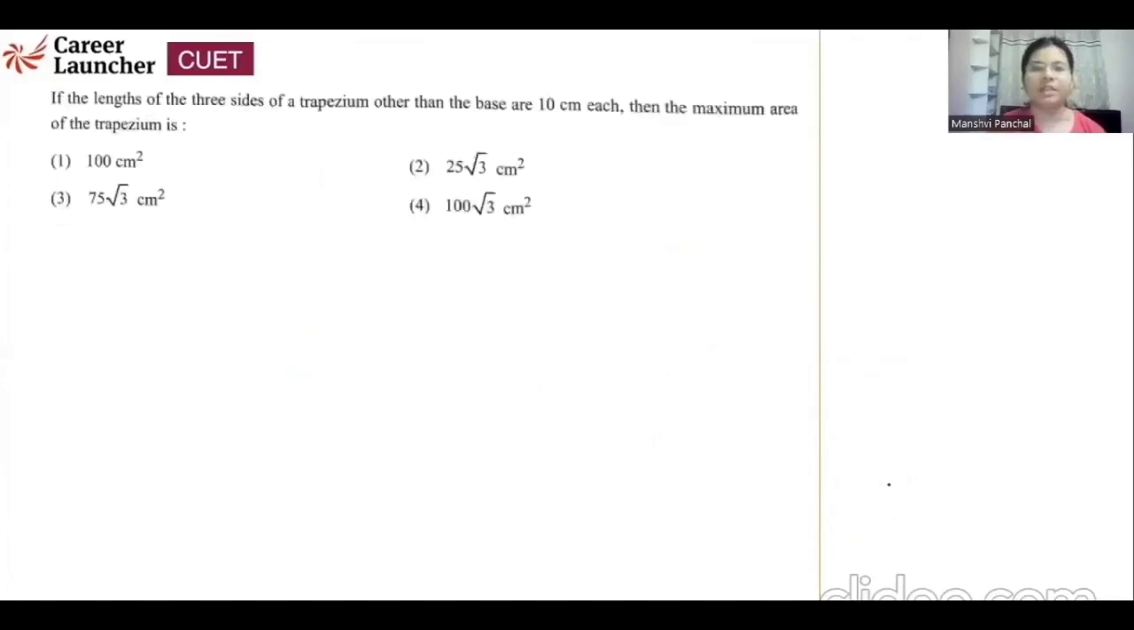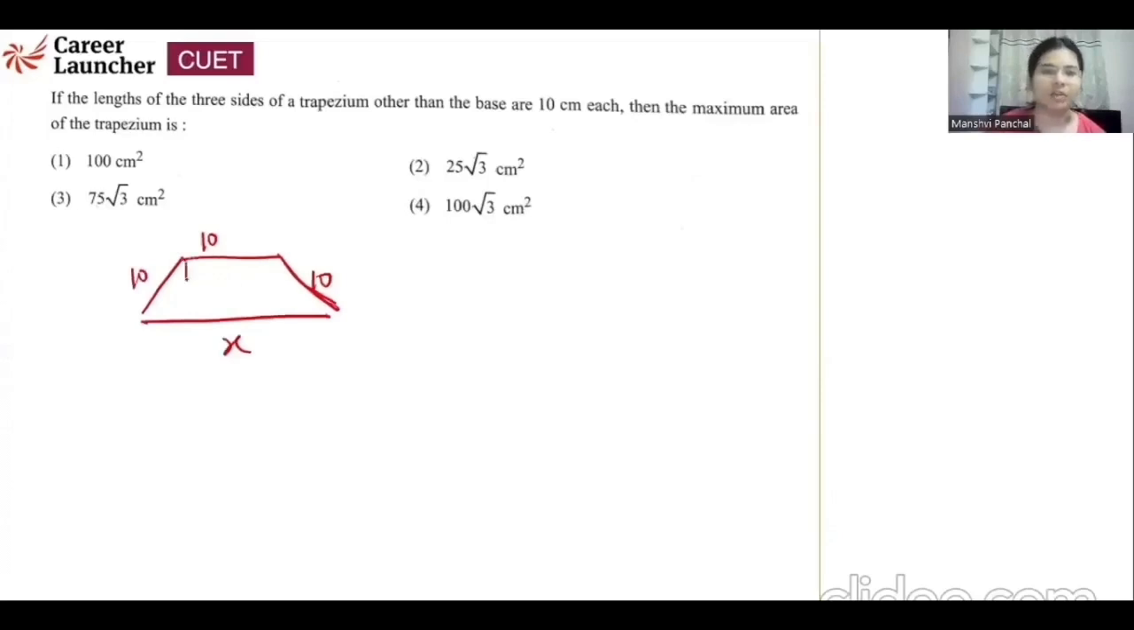If the lengths of the three sides of a trapezium other than the base are 10 centimeter each, then the maximum area of the trapezium is. So let's say that these are the three sides other than the base. This is a trapezium and we have this. So this is 10, this is 10, this is 10 and this is x. We have to maximize the area.